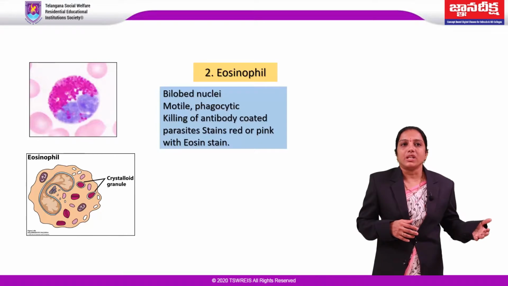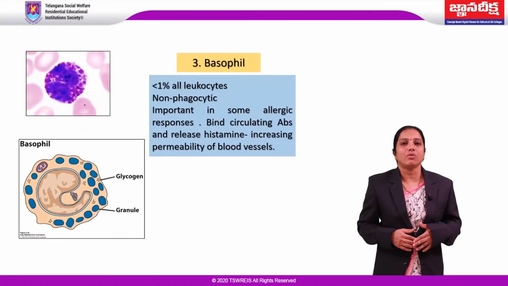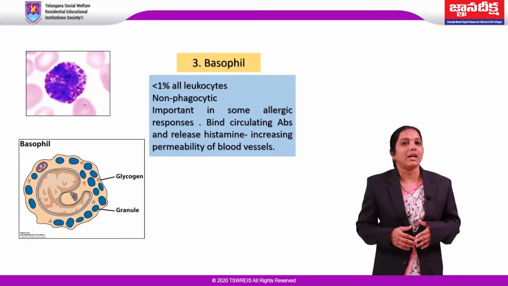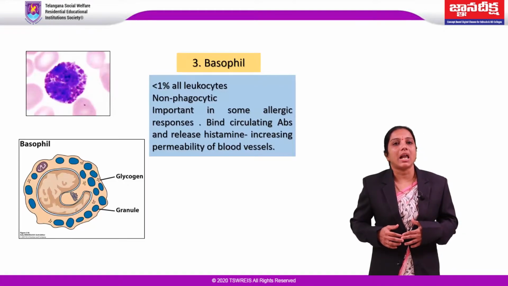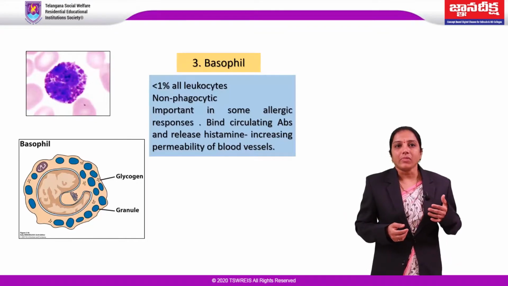And next is about basophils. Basophils occupy less than 1% of all the leukocytes or WBCs. The granules in their cytoplasm stain with basic stains and appear blue in color. They are non-phagocytic and play an important role in allergies and asthma with the release of histamine granules from their cytoplasm, so that they increase the permeability of the blood vessels.